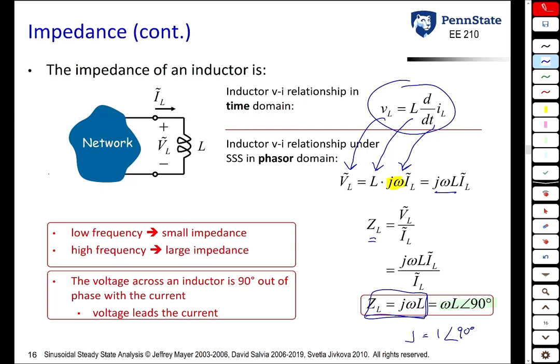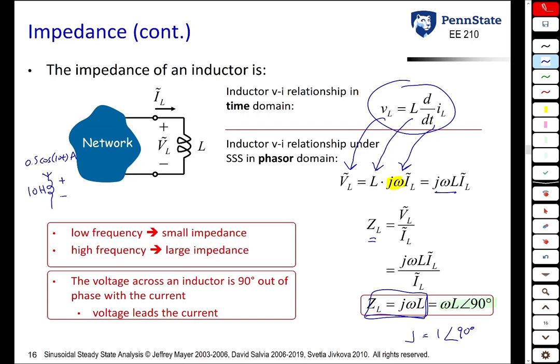So let's look at a simple example here. In this example, let's have a 10 Henry inductor, and let's have the current through the inductor be 0.5 cosine 10t amps. What's the voltage across the inductor?